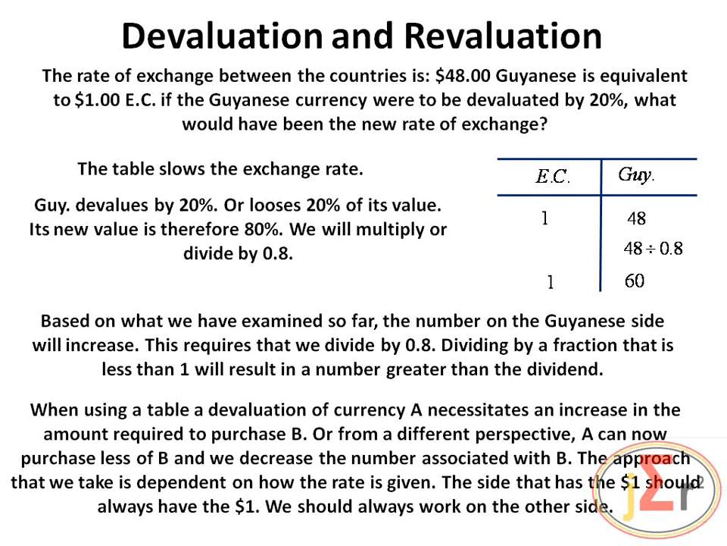The approach that we take is dependent on how the rate is given. The side that has $1 should always have $1. We should always work on the other side. So, any side that we have $1, keep $1 on that side. Work on the other side. And we know what a devaluation is. We know what a revaluation is. And we are going to do what it takes to ensure that what we have in our table reflects a devaluation or revaluation as is necessary or as is required.